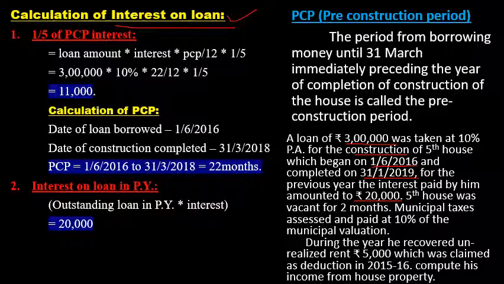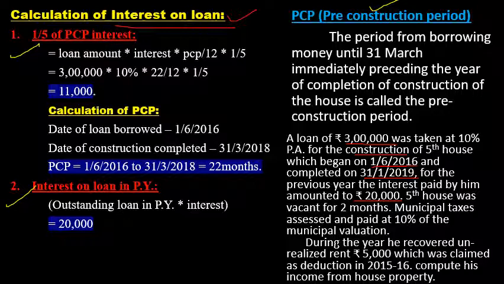With the help of these details, we have to calculate interest on loan for deduction. There are two divisions under interest on loan: the first one is 1/5 of PCP interest and another is interest on loan in previous year. Let me calculate the first part. First part is 1/5 of PCP interest. PCP stands for pre-construction period. It means the period from borrowing money until 31st March immediately preceding the year of completion of construction of the house is called pre-construction period.